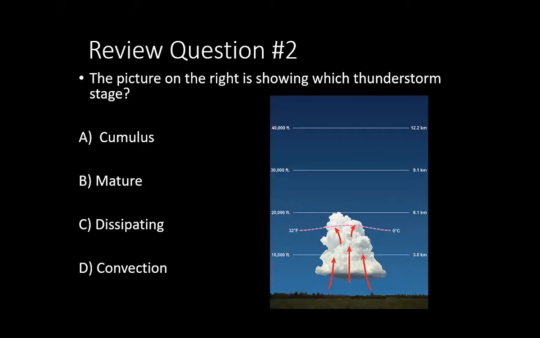Okay, well, if you go to page 17, we drew the clouds and the arrows. So we got to know, based on the arrows and the cloud, what stage is it in? Is it going to be A, cumulus, B, mature, C, dissipating, or D, convection? Please answer the question in the chat. Participation. Making sure you guys are with me here.